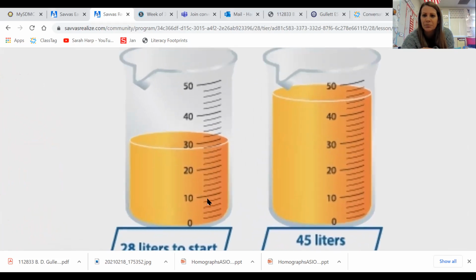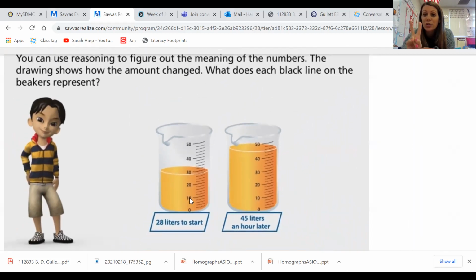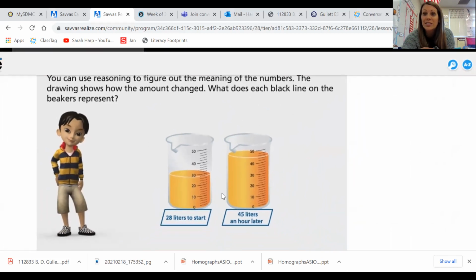I'm going to make it a little bit bigger. Fives we've counted by before. Does that make sense? 5, 10, 15, 20. No, we'd be up at 25. So if there's 1, 2, 3, 4 lines, what could we count by? What do you think? Not ones, not fives. Could we maybe count by twos? Let's see. 2, 4, 6, 8, 10. Does that make sense? So each line would represent what? 2 liters? Is that what you think?